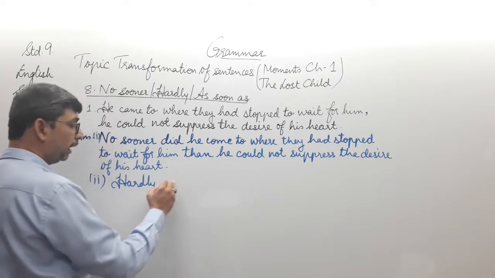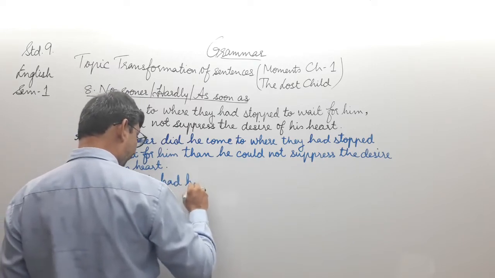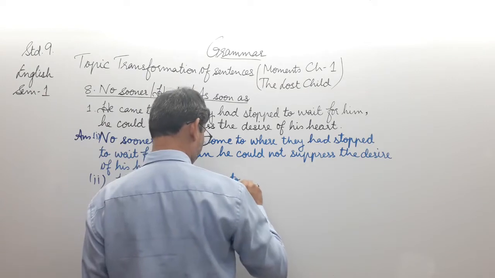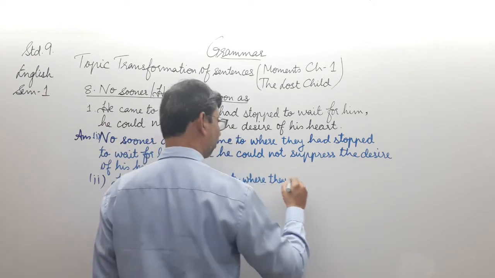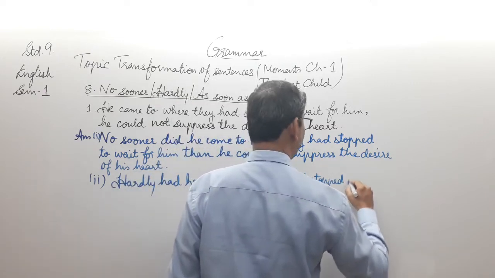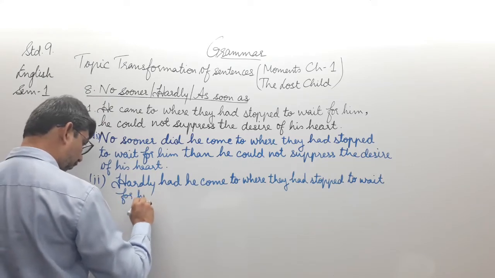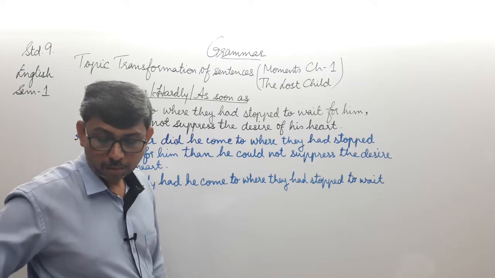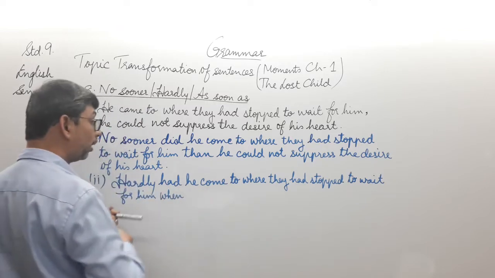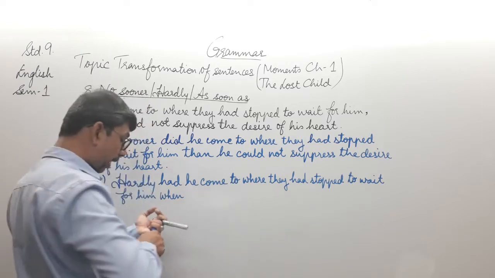Hardly had he come to where, note it down, hardly had he come to where they had stopped to wait for him, when he could not. So here we have the word when, the connecting word, just like we had the word than over here. Than he could not. Similarly we are writing hardly when. When he could not suppress the desire of his heart.